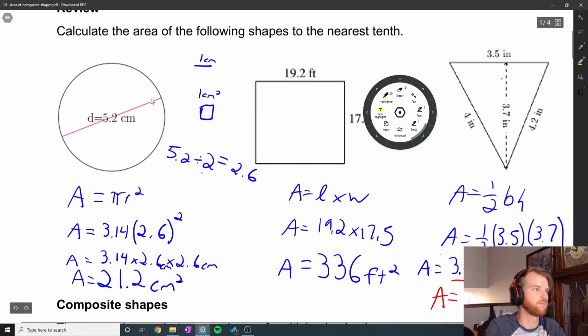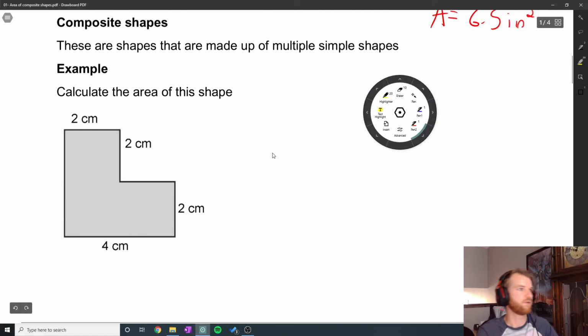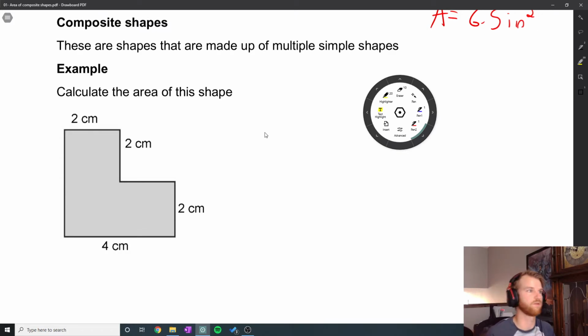Okay, so that's all review. Area of a circle, area of a rectangle, area of a triangle, and now we're going to be talking about composite shapes, which just means a bunch of different shapes stuck together. So there's no equation for how to find the area of this shape. If we want to find the space inside of this L shape, there's no equation on your formula sheet that's going to do it. So all we need to do is just break it up into chunks.